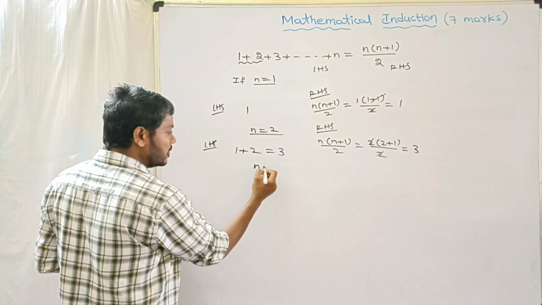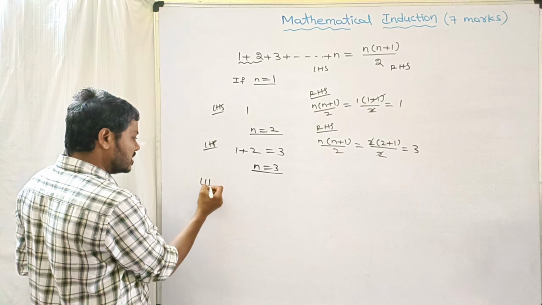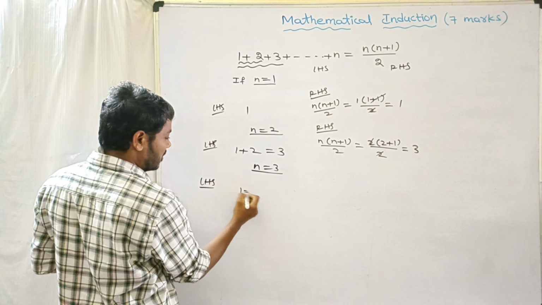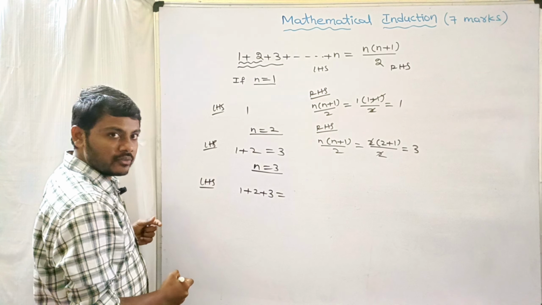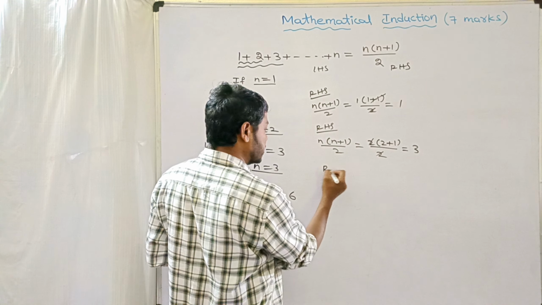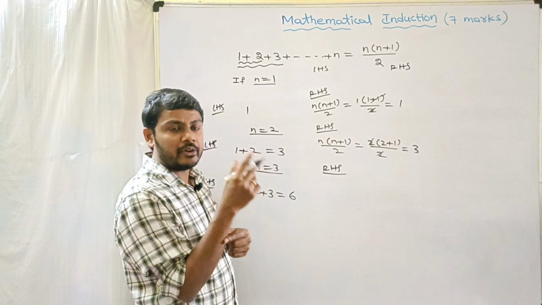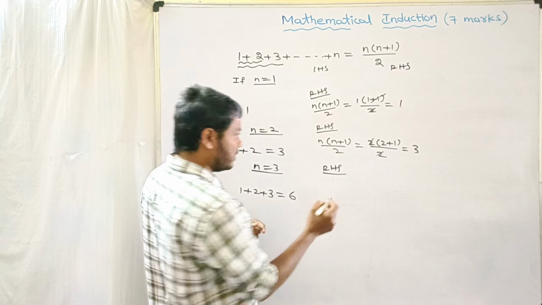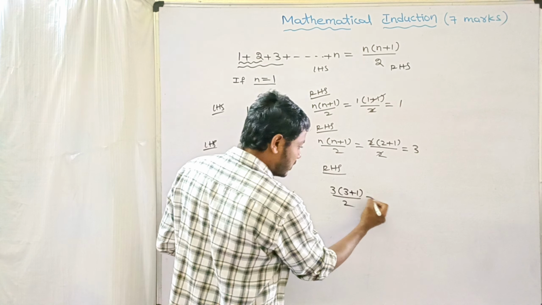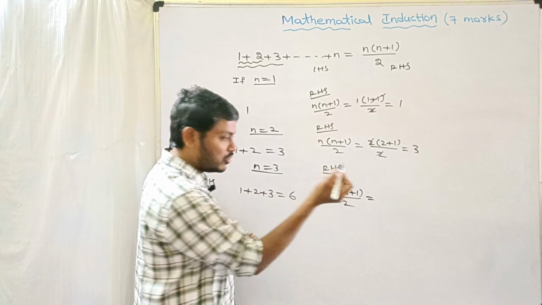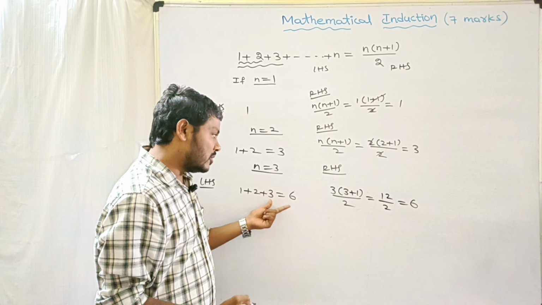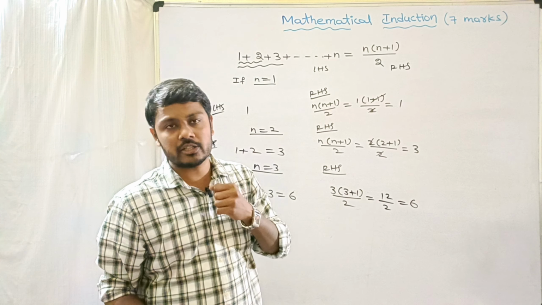Next, n is equal to 3. What is the LHS? We consider the sum of the first 3 terms, that is 1 plus 2 plus 3. 1 plus 2 is 3, 3 plus 3 is 6. Again go for the RHS. What is the RHS? N into n plus 1 by 2. Replace n by 3, that is 3 into 3 plus 1 by 2, which is 3 into 4, 12 by 2, which is equal to 6. Clearly, the given statement is true for n equal to 3 also.